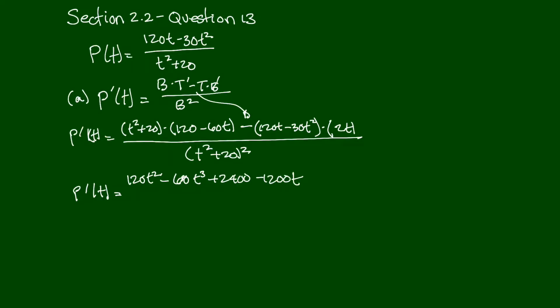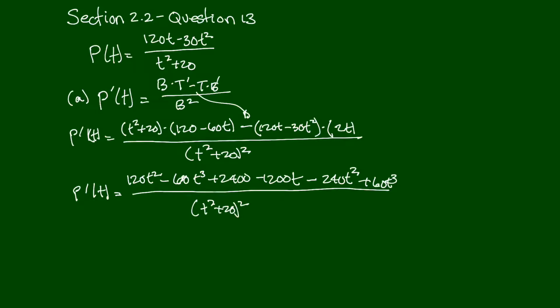Let's multiply in over here now. I'm going to run the negative with the 2t. So it'll be negative 2t times 120t minus 30t squared. So we will get negative 240t squared, and then negative negative is positive 60t cubed. So positive 60t cubed all over, oh, we still have that t squared plus 20 squared in the bottom.